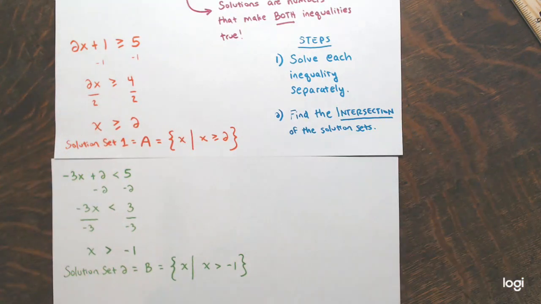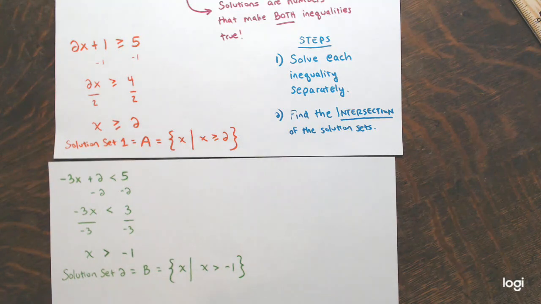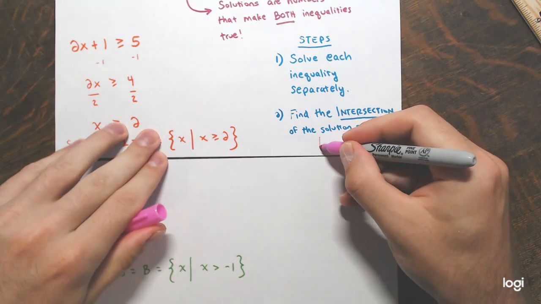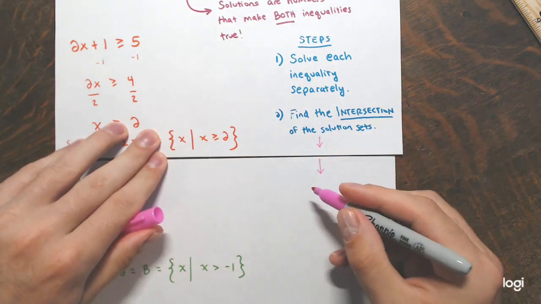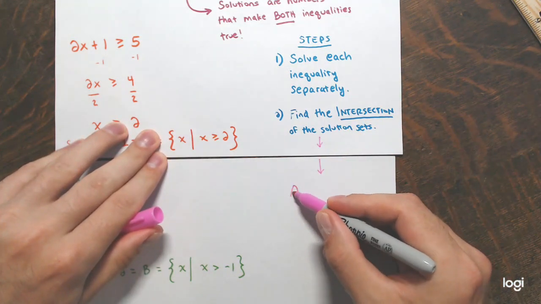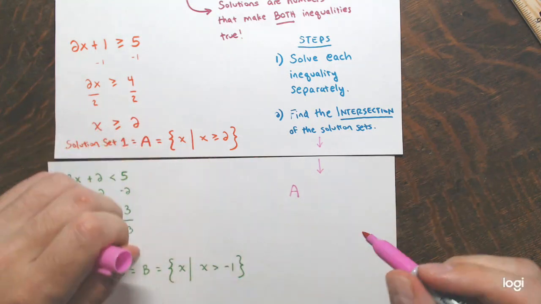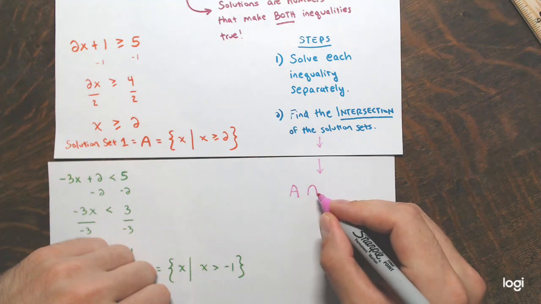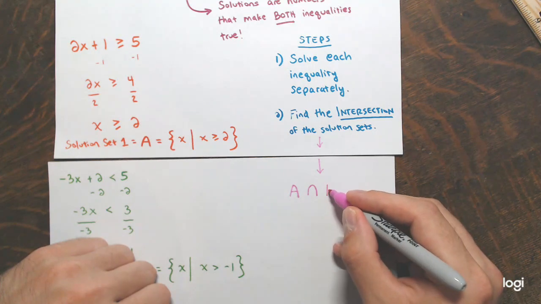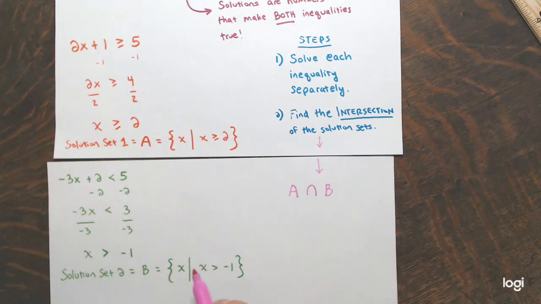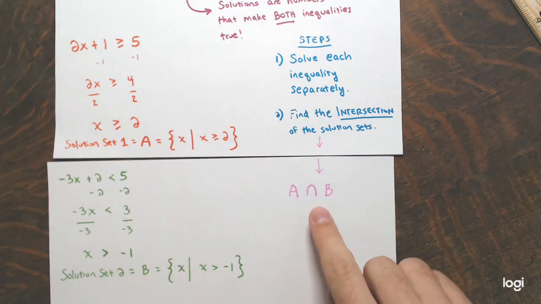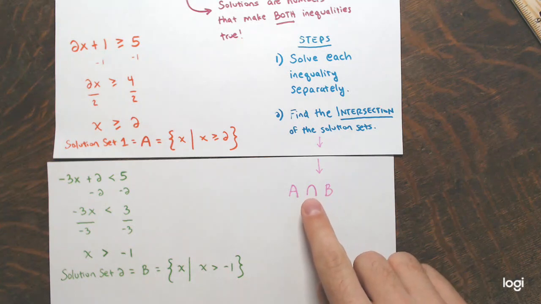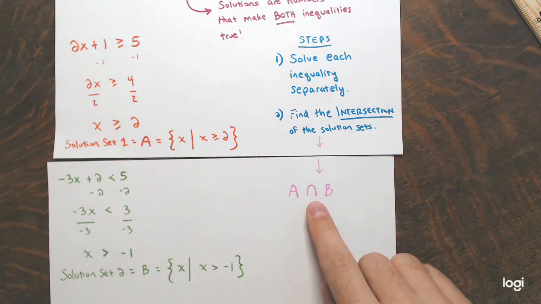Now the symbolism for this, if you recall from my video on intersections: when I'm saying find the intersection, I have set A there, the solutions of that first inequality, and then intersected with, a little upside down U symbol, and then set B, the solutions of the second set. Or you could write A and B. This symbol is just a set notation symbol for the word "and."